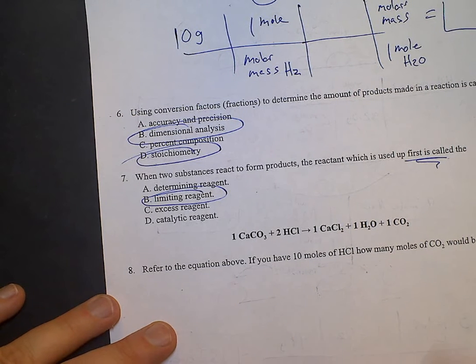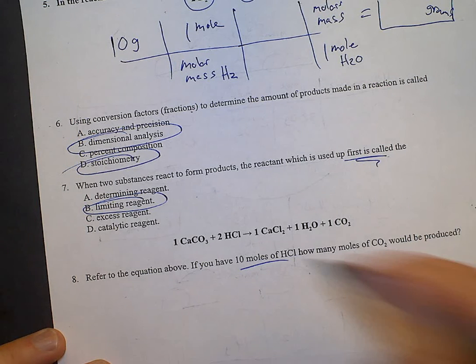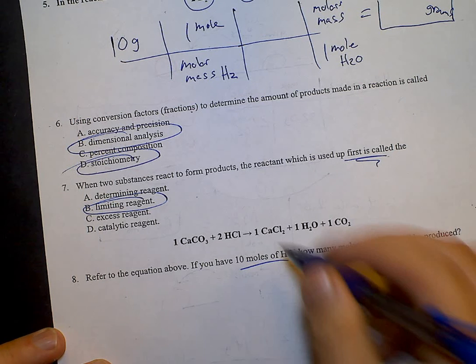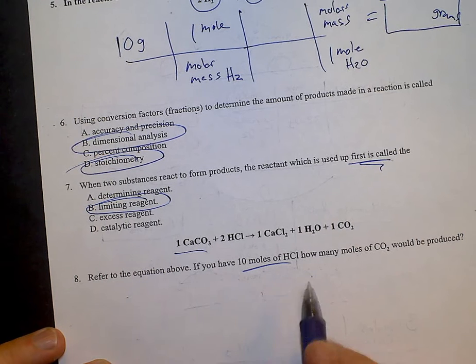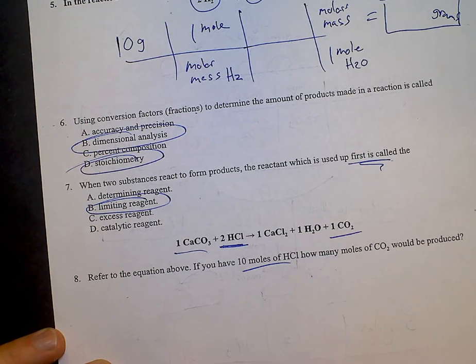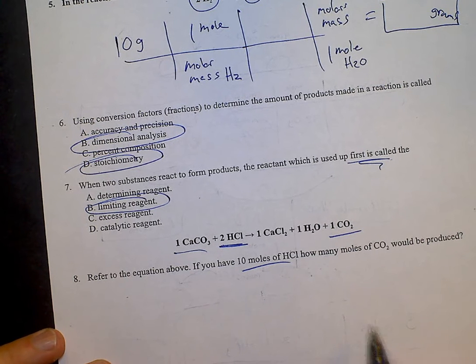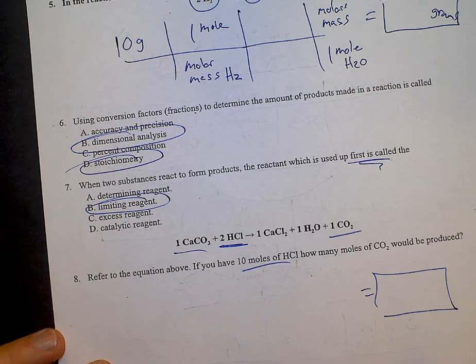Okay. Number 8, refer to the equation above. If you have 10 moles of hydrochloric acid, how many moles of CO2 will be produced? This is a 1, 2, 1, 1. Nope. This is a 2, 2, 1 problem. Okay. Start with 10, set it up just like we did all the other problems, and put answer. I'm going to give you guys another link to do more stoichiometry practice if you need it.